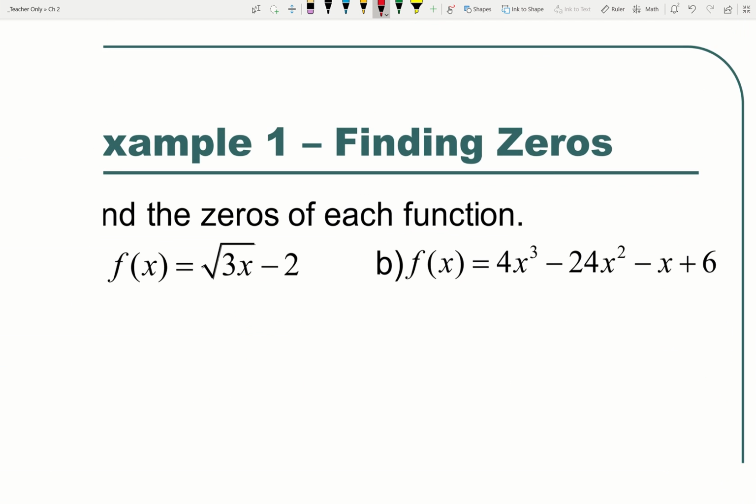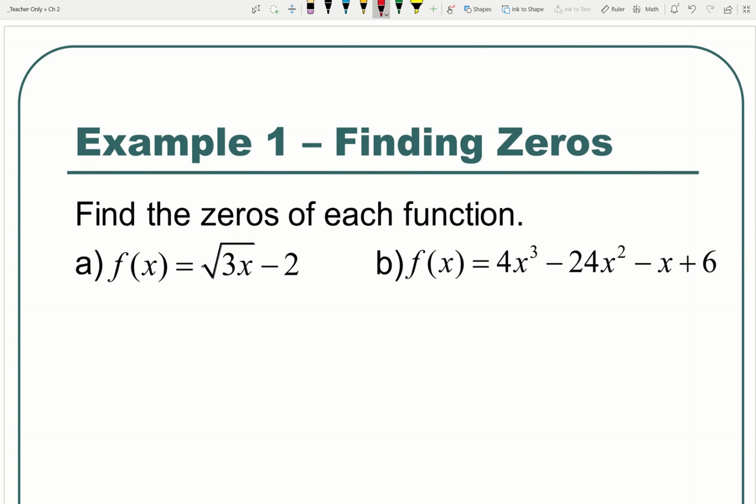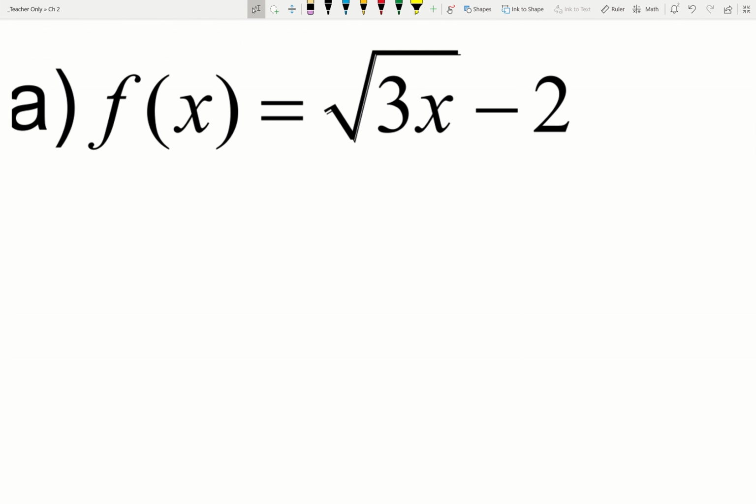Moving right along here, some other examples where we're finding zeros. So same process, we still want to find the zeros of these functions here. So I'm going to substitute 0 in the place of f of x, and then I'm going to solve the equation to get x isolated here.